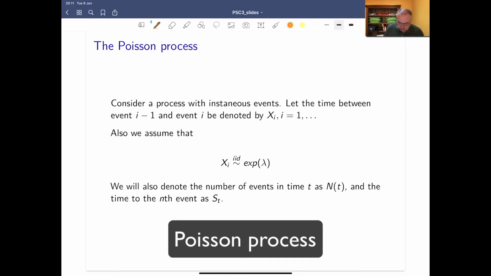We're going to have some extra notation. So first of all, Xi will be the time between the (i-1)th and the ith event. N(t) will be the number of events in time period t. And S_n is the time to the nth event. Sorry, that should be an n.